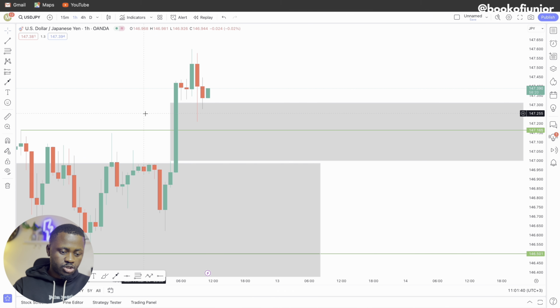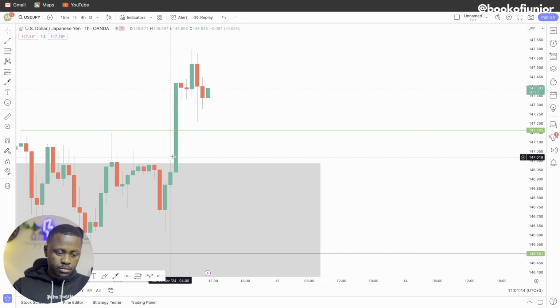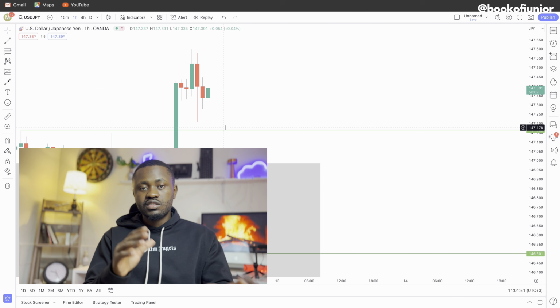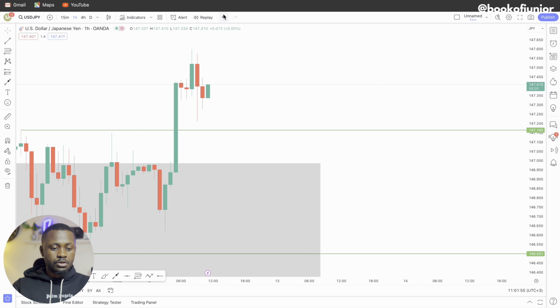So let me delete this so that you guys can see properly. So when I delete this, you can see this is my fair value gap. So fair value gap is just that gap in the market that has not yet been filled. It's an imbalance. So when the market is imbalanced, it has to be balanced. That's why we have that fair value gap just like that.